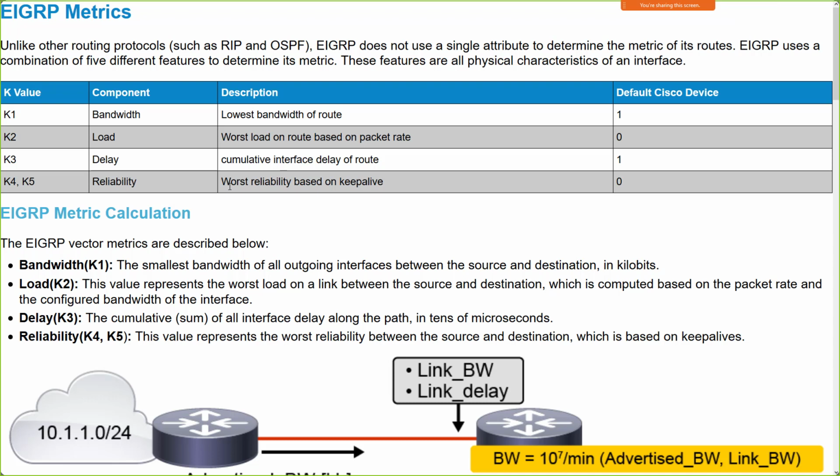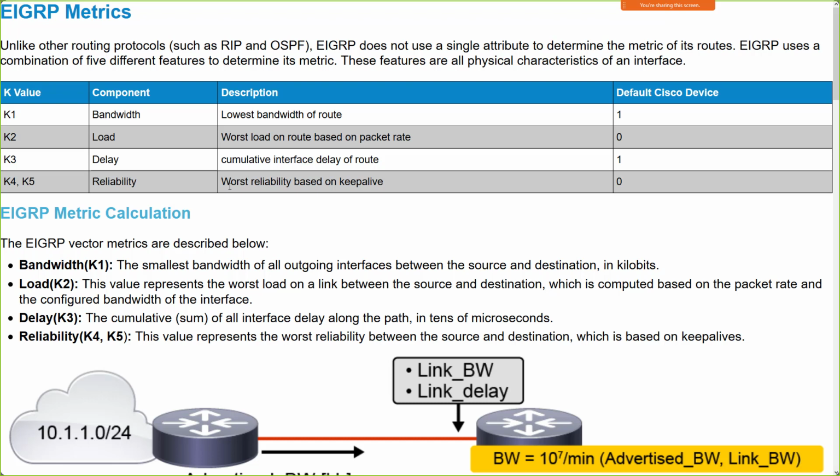So the next section we're going to talk about is the metrics for EIGRP. Metrics are a way that we measure the cost of a particular path, and based on that cost, we decide which path is going to be the best path. For RIP, the metric is hop count. For BGP, we don't really use a metric. We use what we call BGP path attributes. It's a path vector protocol, not a traditional routing protocol.